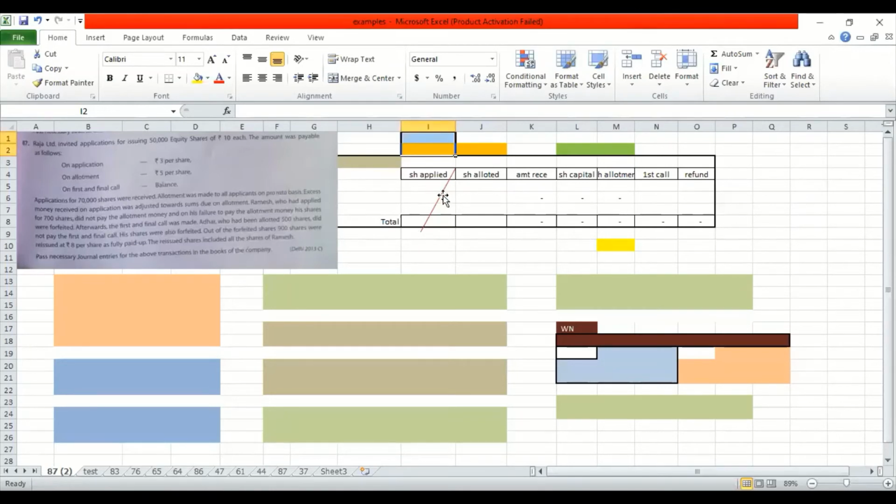Let's look into one more sum, and that sum is the 87th from the unsolved. The sum is about Raja Limited, who are issuing 50,000 shares, and on application, on allotment, and first call, they are taking the money. Application received is 70,000. That itself tells you that it is an oversubscription case. So I will write 70,000 in the total column. And in the other column, I will write the figure 50,000.